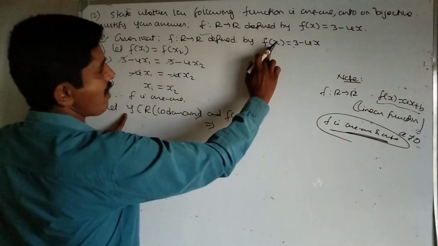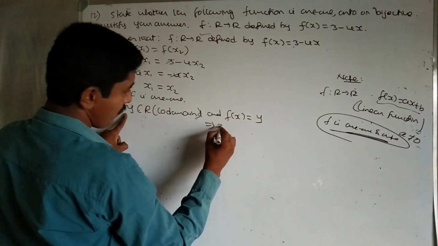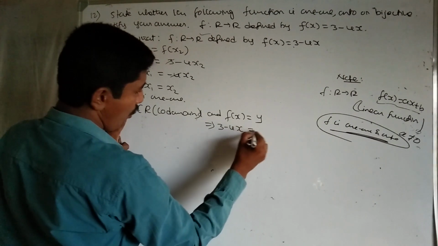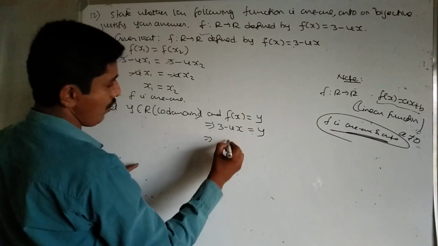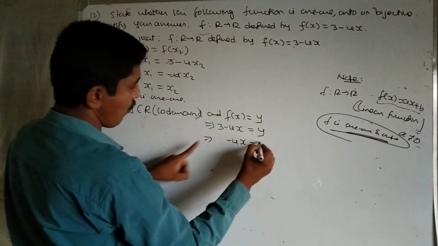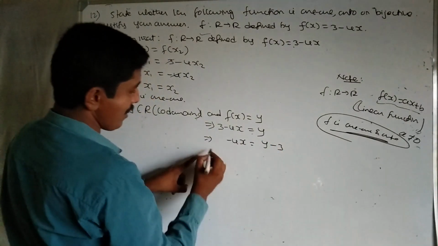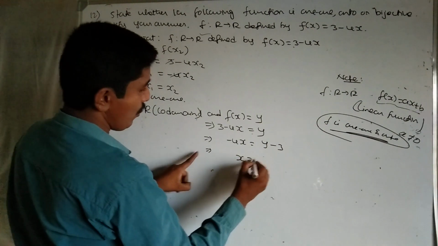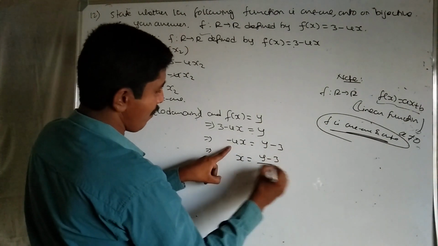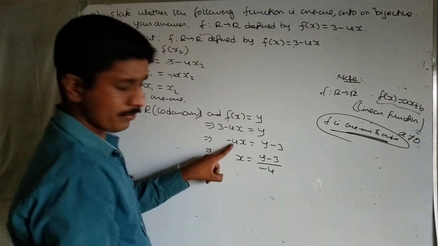What about f of x here? 3 minus 4x equal to y. Here we shall find the x value. Minus 4x equal to y, minus 3 by taking this side. Then x equal to (y minus 3) divided by minus 4.